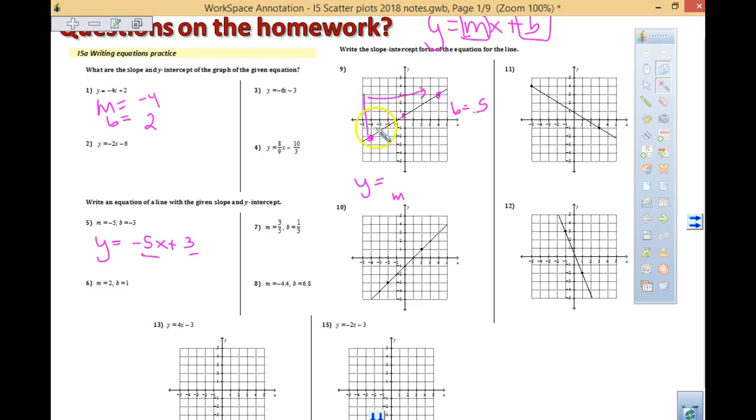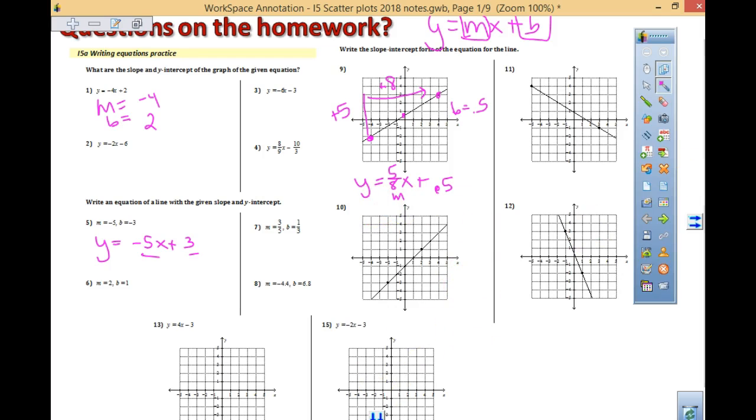Haley, what did you have? How far did you go up? -2 up to 3, which goes +5. And then how far did you go over? 8. So when we went up 5 and over 8, we write our equation as y equals 5/8 x plus, we can see our b is at about 1/2, 0.5, or you could have had a half.